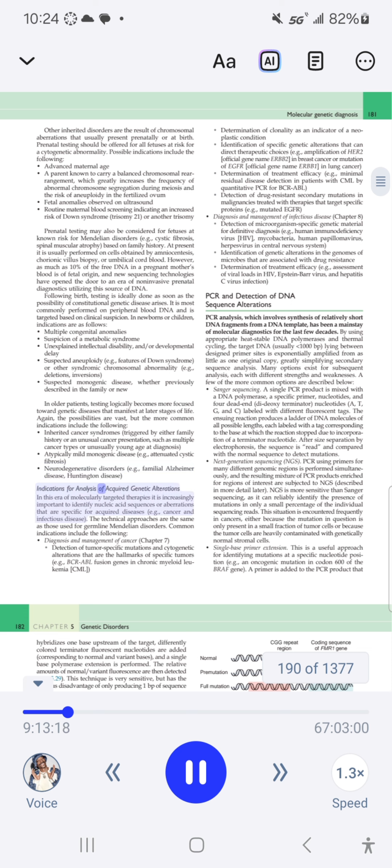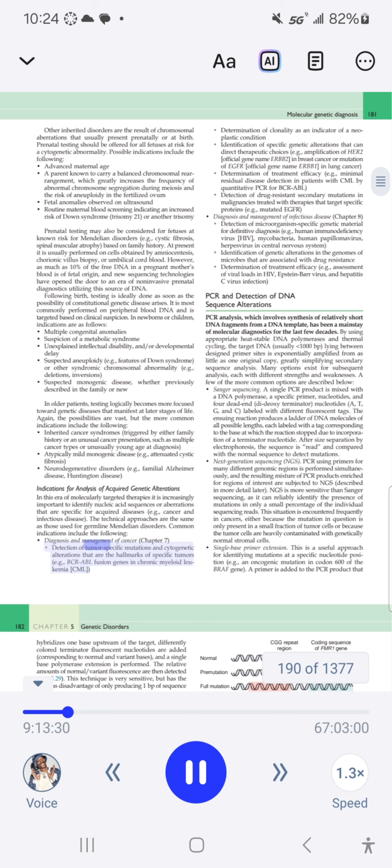Indications for analysis of acquired genetic alterations. In this era of molecularly targeted therapies, it is increasingly important to identify nucleic acid sequences or aberrations that are specific for acquired diseases, e.g., cancer and infectious disease. The technical approaches are the same as those used for germline Mendelian disorders. Common indications include the following: diagnosis and management of cancer.